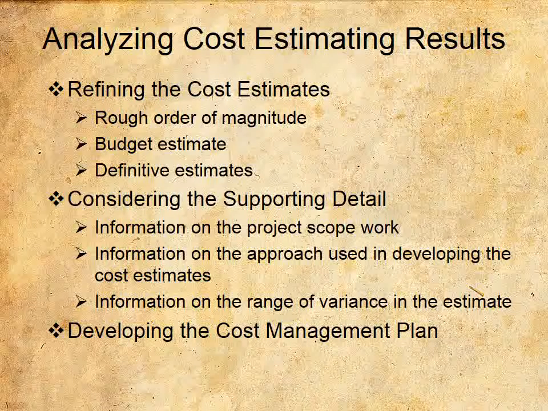For example, based on the estimating method used, the project cost may be $220,000 plus or minus $15,000. This project cost may be as low as $205,000 or as high as $235,000. The cost management plan details how variances from the project costs will be managed.